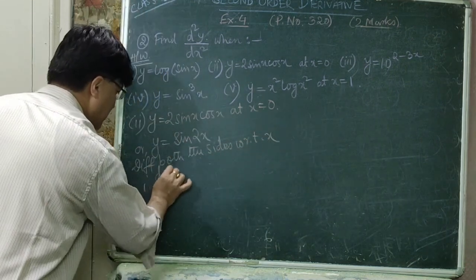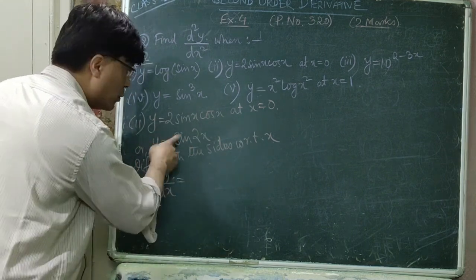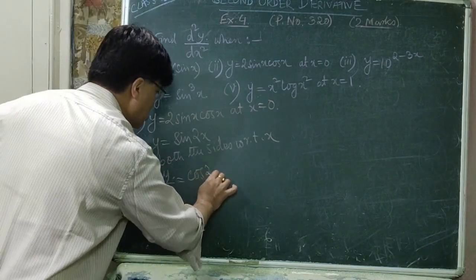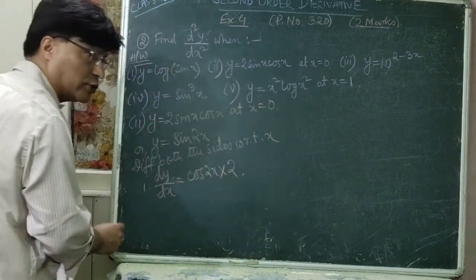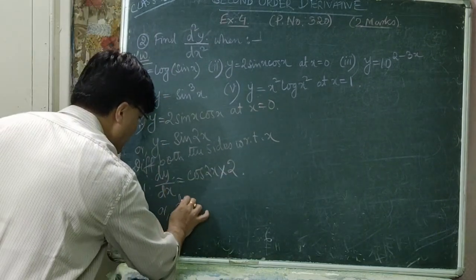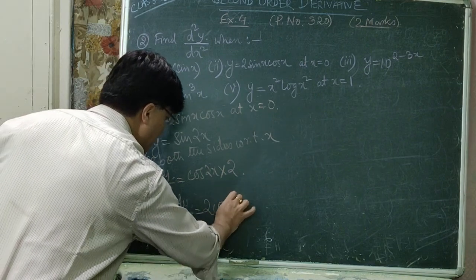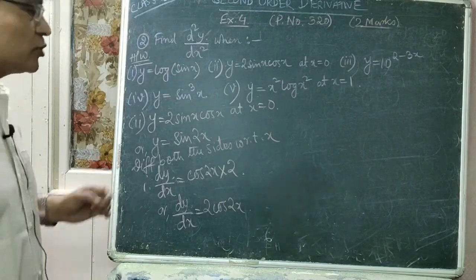So what do we get? dy by dx is equal to your sin x form ma cha. What is the differentiation of sin x? Cos x, but it is cos 2x into ferry. What is the differentiation of 2x? That is your 2. Or dy by dx is equal to 2 cos 2x.